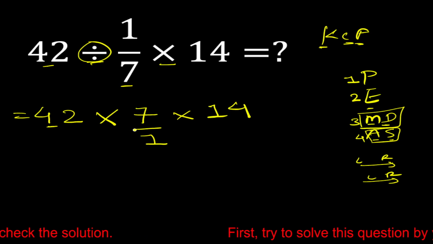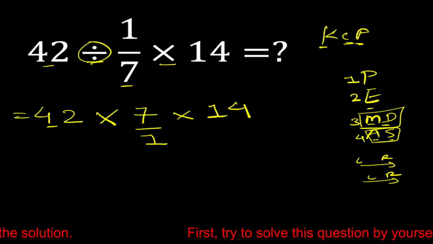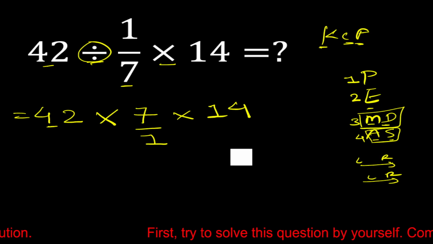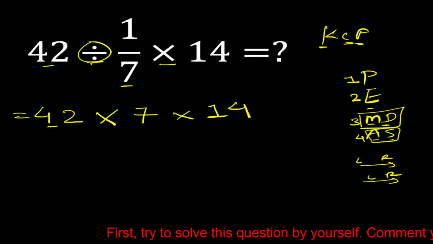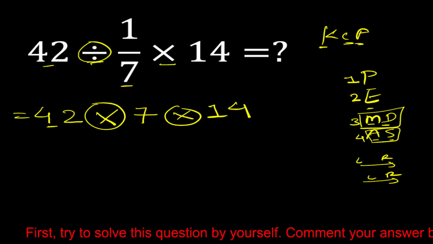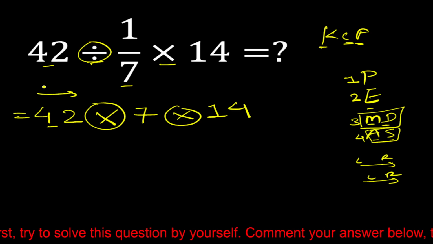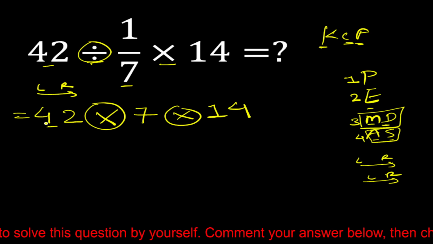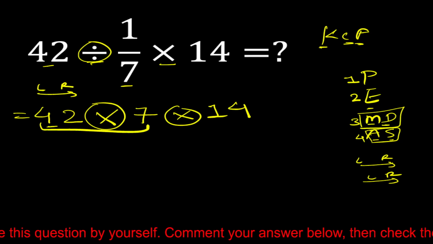Okay. Now 7 by 1 is equal to 7. So here we can remove this one. Okay. Now here is multiplication and here is multiplication. Both have equal priority. So we have to solve from left to right. So first we have to solve this multiplication.